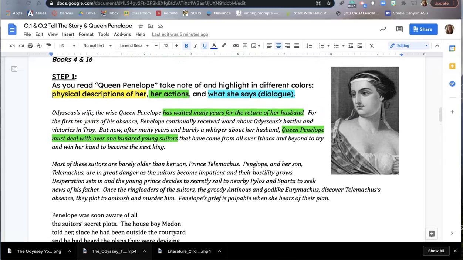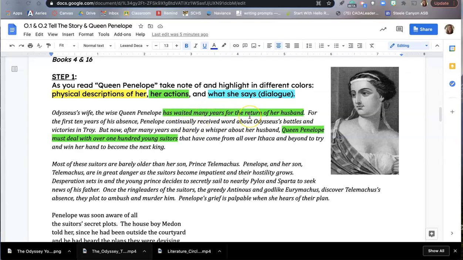Odysseus' wife, the wise Queen Penelope, has waited many years for the return of her husband. For the first 10 years of his absence, Penelope continually received word about Odysseus' battles and victories in Troy. But now, after many years and barely a whisper about her husband, Queen Penelope must deal with over 100 young suitors that have come from all over Ithaca and beyond to try to win her hand and become the next king.